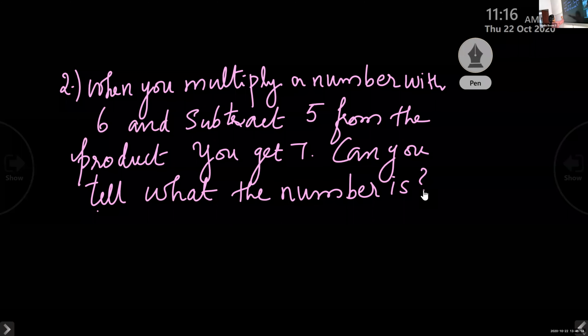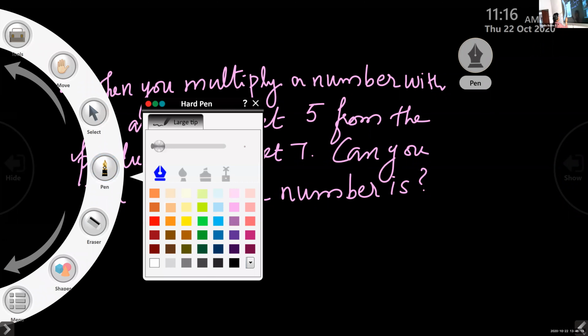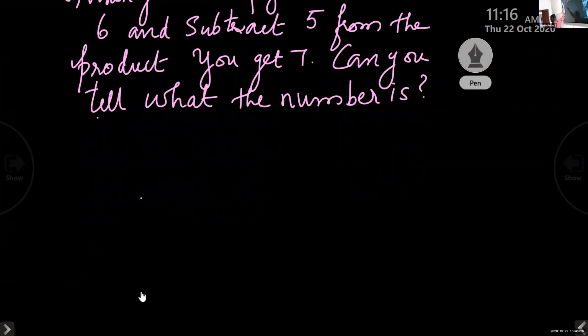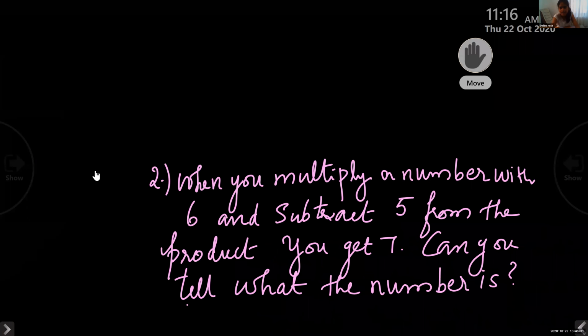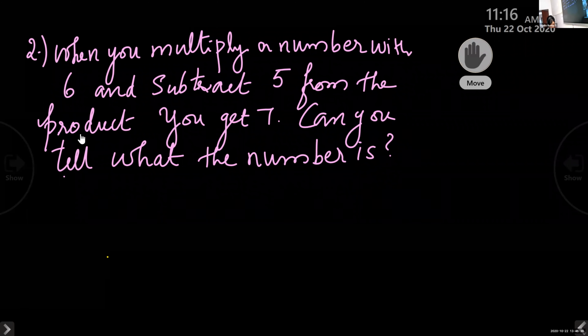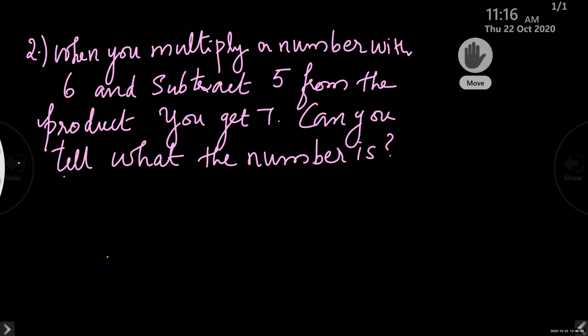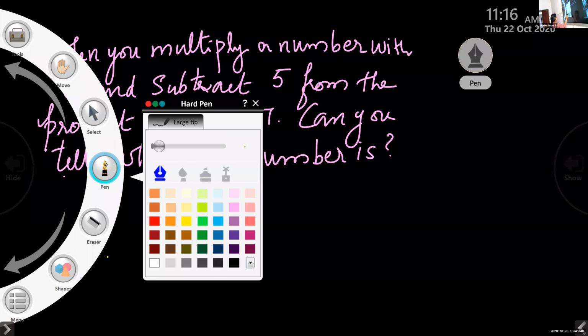So, first step, what is the number? Let the number be y, and we'll write it like this. Ma'am, the answer is 6. Y is equal to 6? Ma'am, I got 2. Ma'am, 2. 2 is the correct answer which you get.